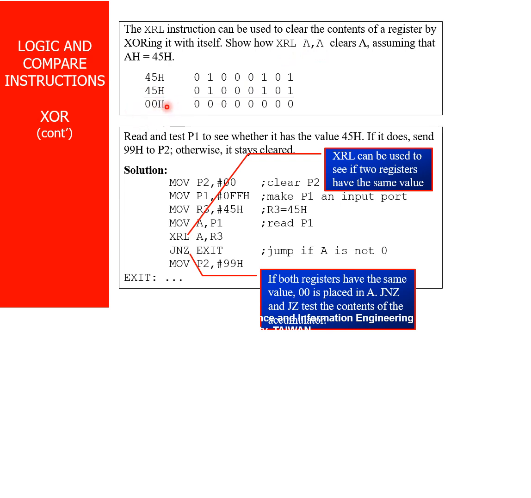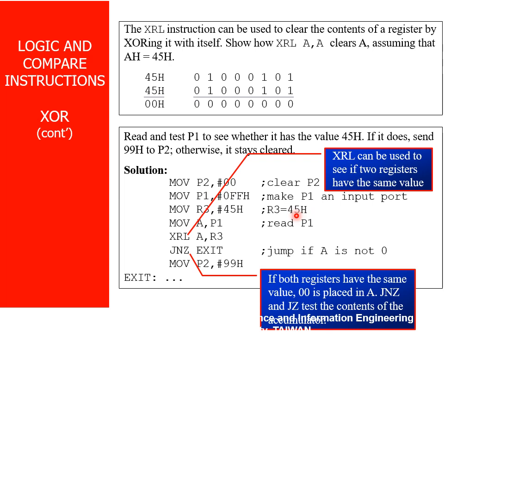Now let us see: read and test P1 to see whether it has the value 45. If it does, send 99 to P2, otherwise it stays cleared. So in P2, read and test P1. P1 you want to test. What is the data in P1? First P2 is 00. This one, MOV P1, #0FF, is not required. This other move instruction is also not required, it is by mistake. MOV R3, #45.